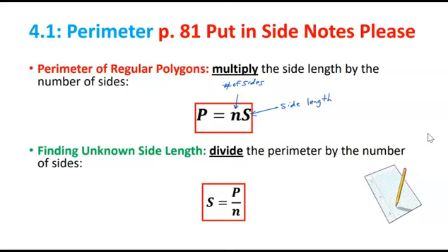So if you have a 6-sided figure, let's say the side length is 5 centimeters, you're going to multiply 5 centimeters by 6 to get a total of 30 centimeters.